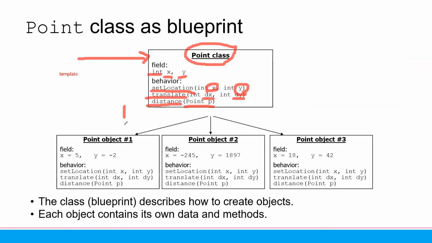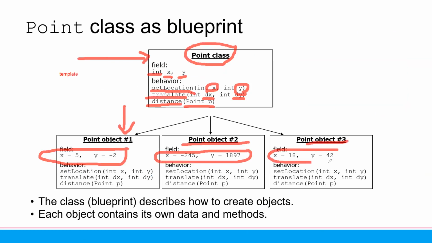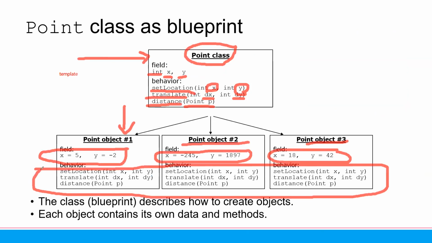So if it is object number 1, I know that the data is x equals 5, y equals minus 2. If it is point object number 2, then I know that this is the x and y. If it is point object number 3, then I know that this is the x and this is the y. And all points will have the same behavior. So I can call the behavior and then I can run.